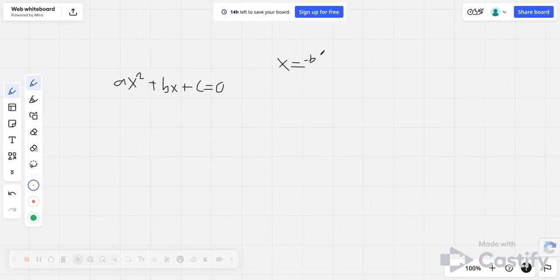equals negative b plus or minus square root of b squared minus 4ac. All of that is going to be put over 2a. Now, using these, let's try doing a practice problem.